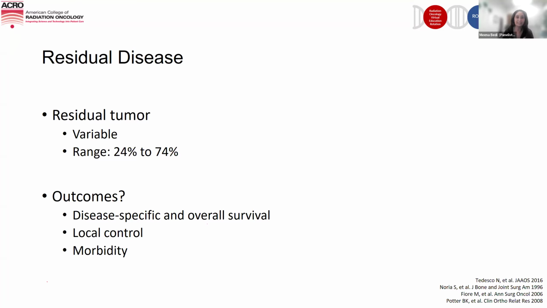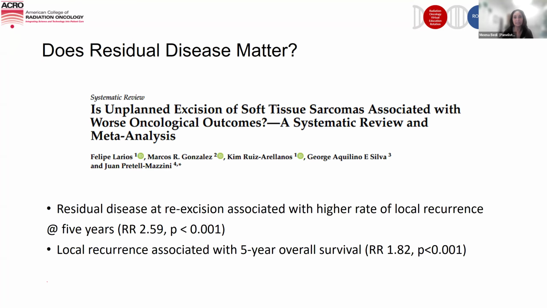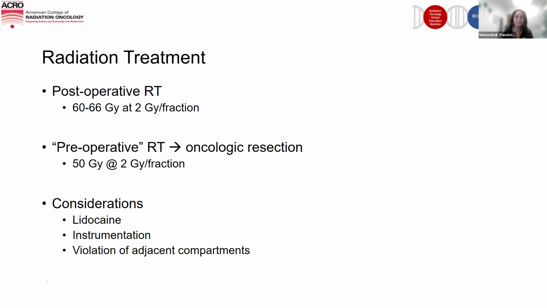Next slide. This study was published just recently, I think within the last year, and showed that residual disease at re-excision was associated with a higher risk of local recurrence at 5 years. And local recurrence at 5 years was associated with worse survival. So if you had a local recurrence, your 5-year overall survival was poorer compared to someone who had an oncologic resection.